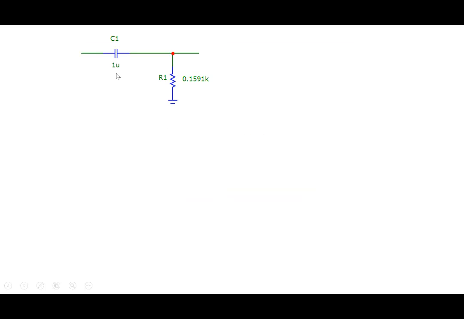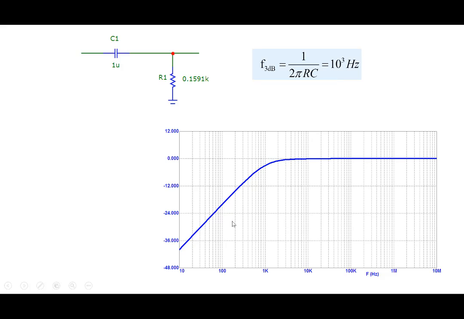Right, so as a concrete example, suppose I take 1 microfarad, R1 is 0.159K. So the cutoff frequency becomes 1 by 2 pi RC, which is 10 to the power 3 Hertz. And these are simulation results, so you can see the exact plot here. And this is our approximate plot, right? This is what we just obtained, approximate plot, and this is the exact plot.